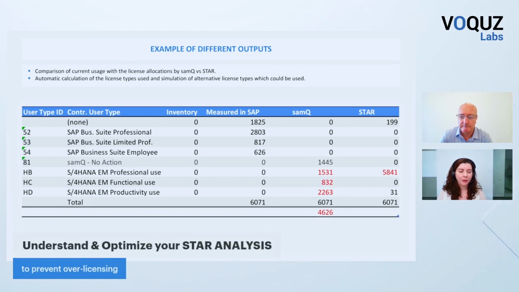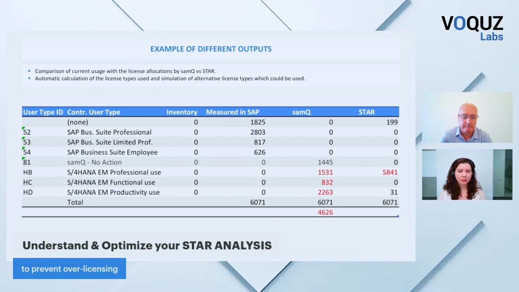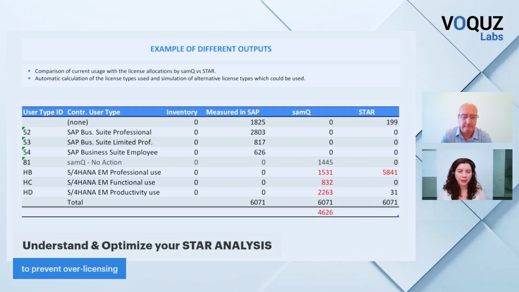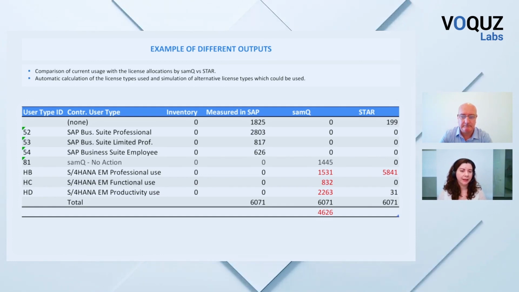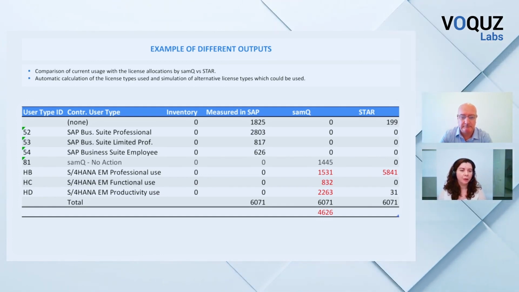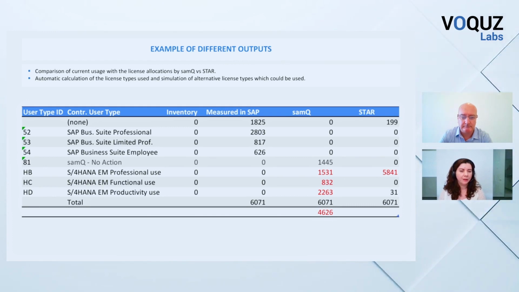With license type 81, we have 1,445 users that SAMQ identified as not having any activity in the past. I believe for this customer scenario, we had a bit longer than 4 months. So users without activity but with authorizations, our recommendation was to expire, basically deactivate the user, so they would be out of scope for SAP's measurement. USMM would not read the users, they would not need to be licensed.